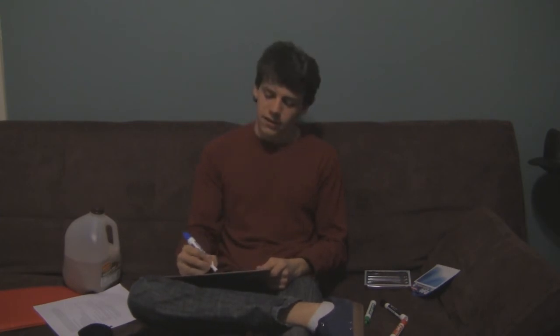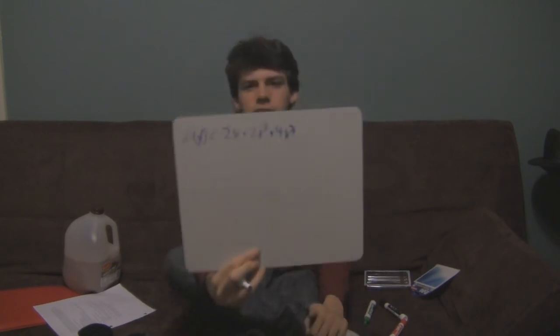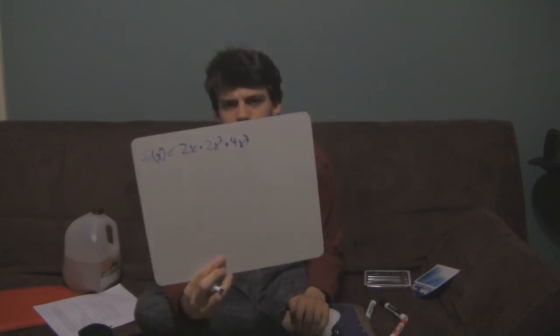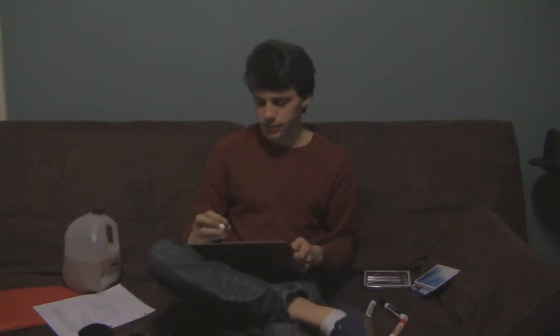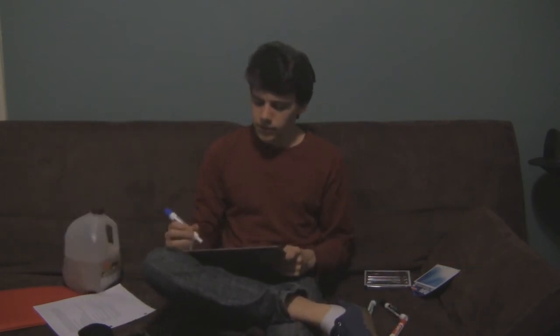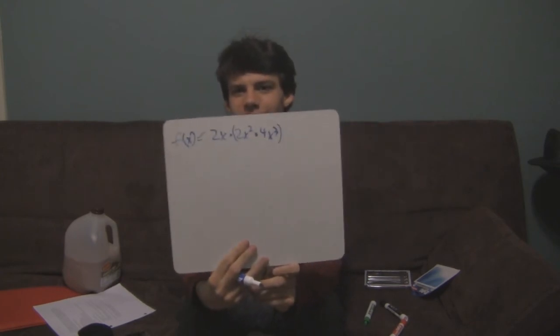Let's say you have 2x times 2x squared times 4x cubed. Okay? Let's say you have that. How would you want to do that? I don't know. Okay, so I'll tell you. This is all you have to do. Bam. All I have to do is just add parentheses.